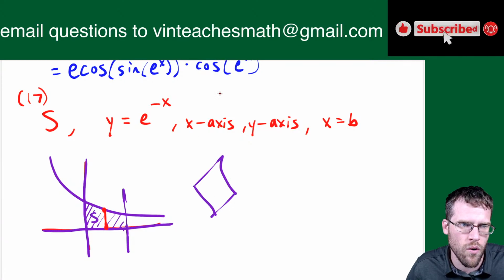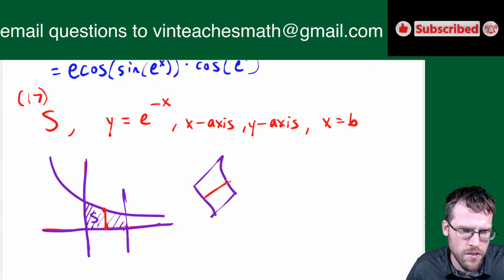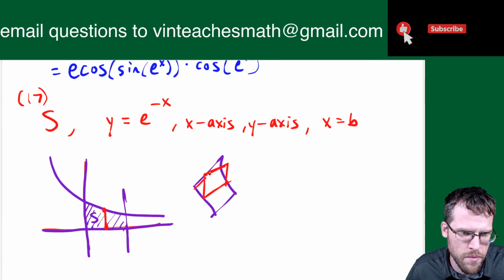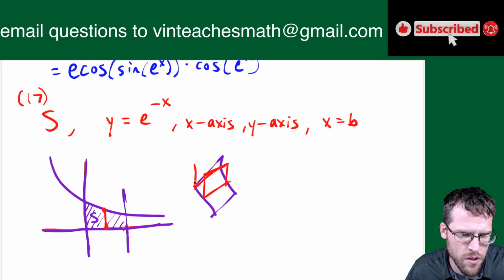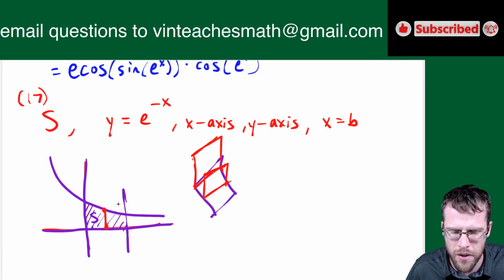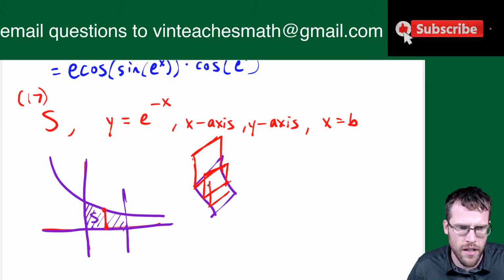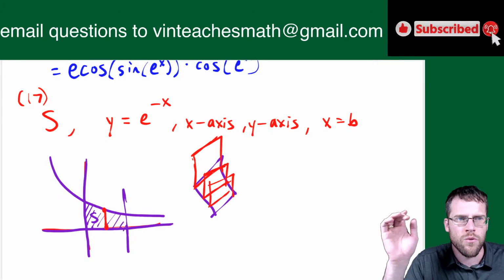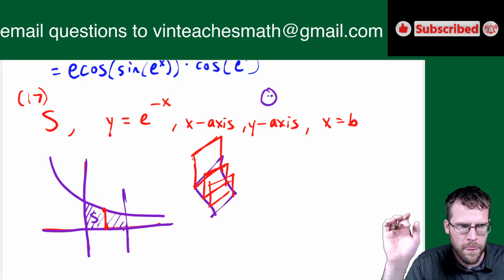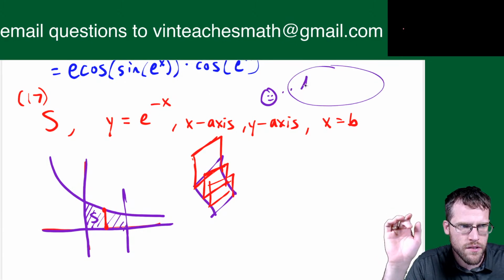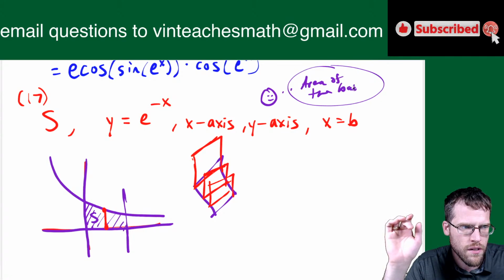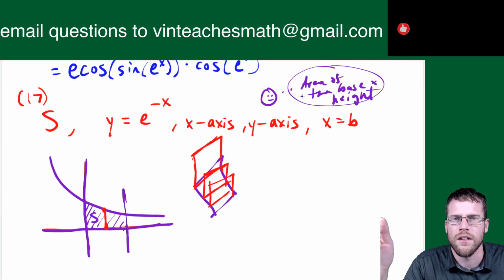And then all of these cross sections, you're building them into squares. So you see the squares here are not as big as the squares that are closer to the y-axis, because this part of the function goes higher up. So whatever this solid is, that's what we're finding the volume of. With Cavalieri's principle, the concept is area of the base times the height. Okay, that's the idea.